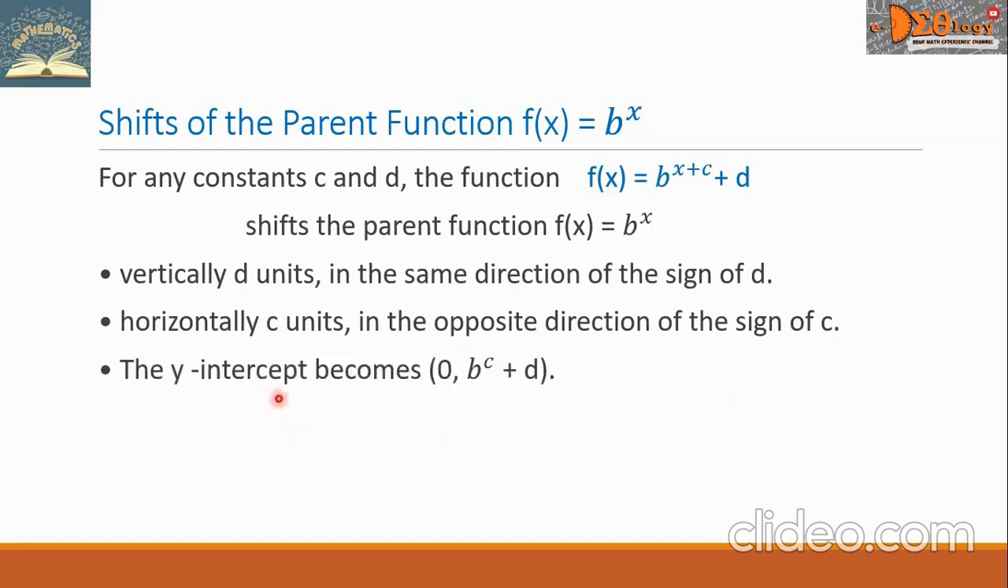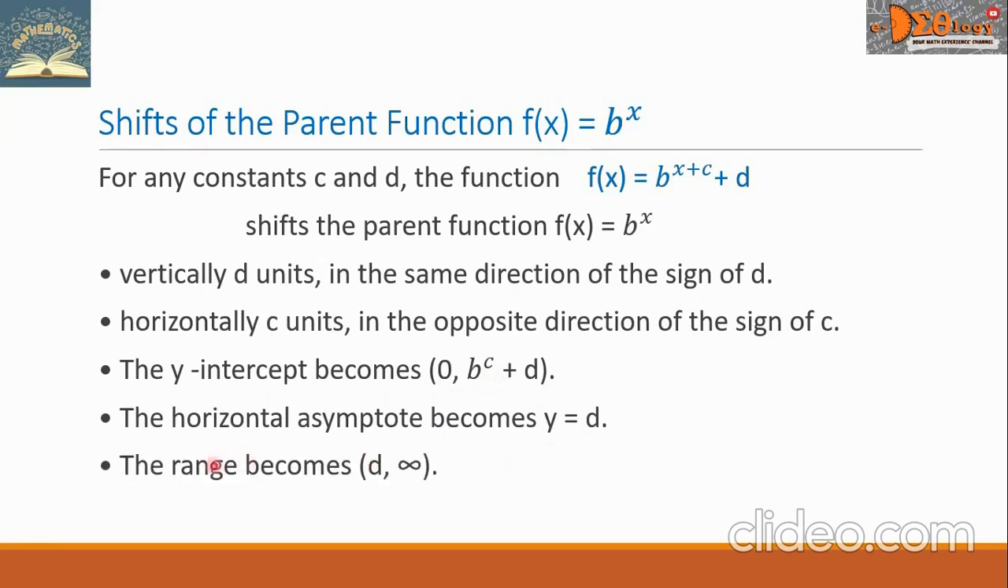The y-intercept becomes these coordinates: 0, comma, b raised to c plus d. The horizontal asymptote becomes y equals d. The range becomes this open interval d, comma, positive infinity. While the domain, that is from negative infinity to positive infinity, remains unchanged.